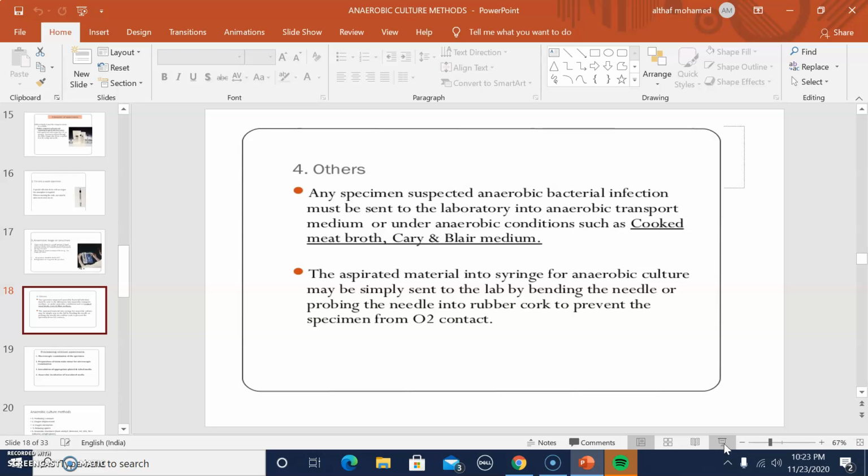The aspirated material in the syringe for anaerobic culture may be simply sent to the lab by bending the needle or pushing the needle into a rubber cork. So what happens in this case? The needle is bent into the rubber cork to prevent the specimen from contact with oxygen. So these are all done to prevent contact with oxygen.